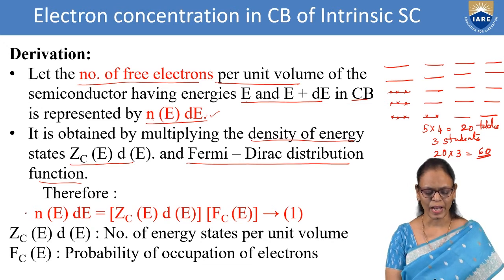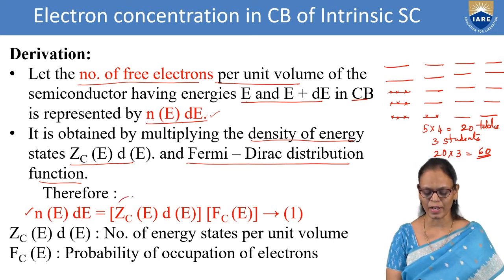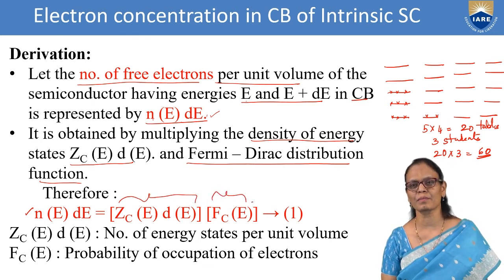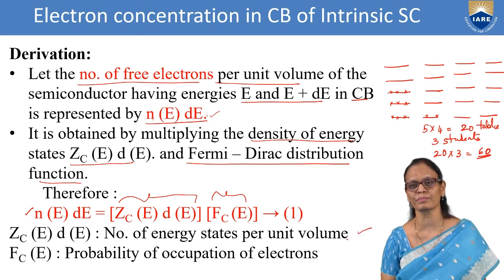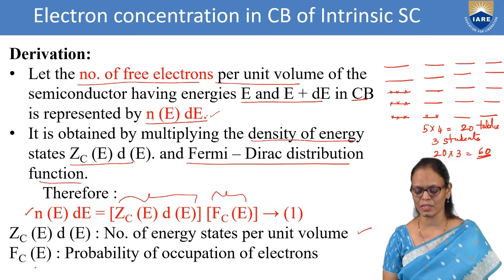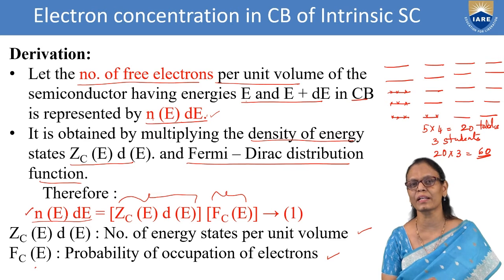So therefore, n of E dE, that is the carrier concentration, the electron concentration in the conduction band, is given by the product of Zc and the Fermi-Dirac distribution function. Zc represents the number of energy states per unit volume, and Fc denotes the probability of occupancy. By taking the product of these two, we get the carrier concentration, that is the electron concentration in the conduction band in case of an intrinsic semiconductor.